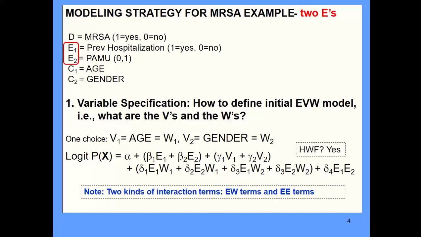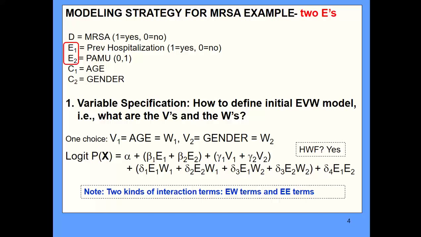Okay, so now let's consider this situation. Now we've got the same data set, but now I'm saying, suppose that because of what we were studying and the way the investigators were looking at things, they decided that these two variables, previous hospitalization and PAMU, were exposure variables. They wanted to determine whether either one or both were important determinants of whether somebody got MRSA or not, and the only two variables we want to consider, at least in this analysis, are age and gender. So age and gender are the C variables, and PAMU is no longer a C, it's a second E.